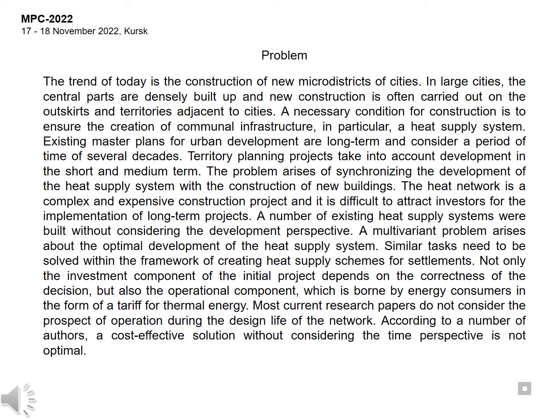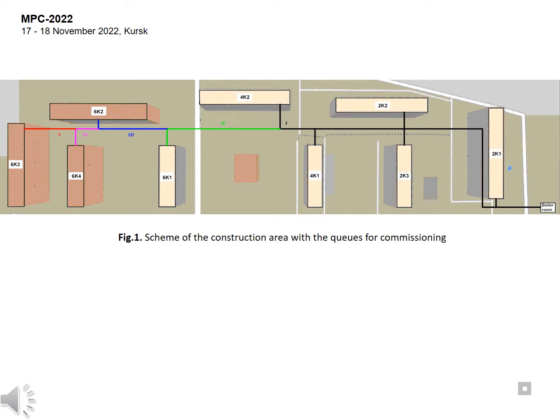Most current research papers do not consider the prospect of operation during the design life of the network. According to a number of authors, a cost-effective solution without considering the time perspective is not optimal. The development area with residential buildings in the city of Tambov is considered. The general plan of the construction area is shown in Figure 1.